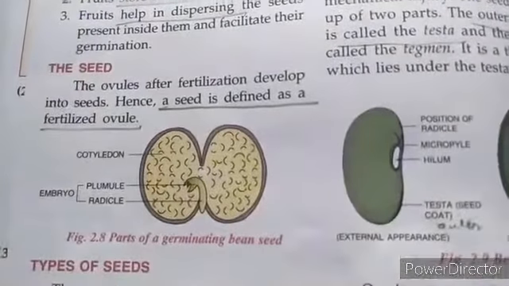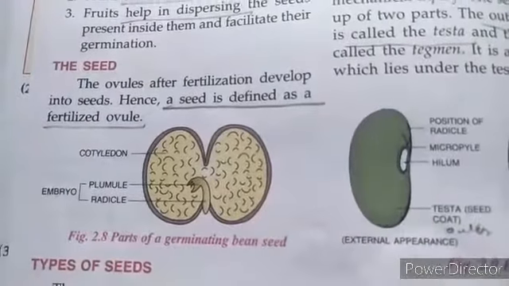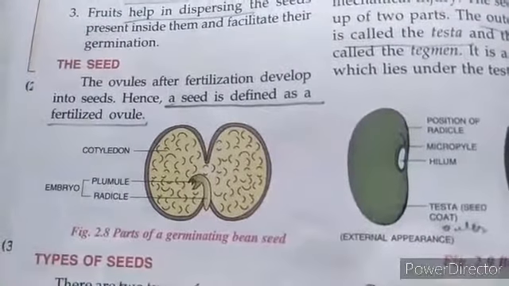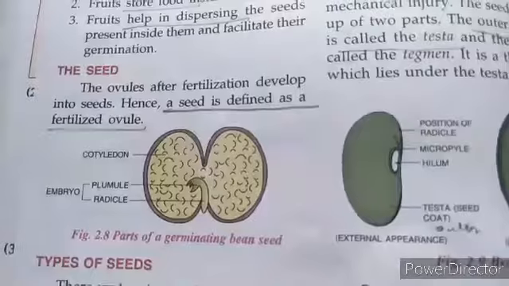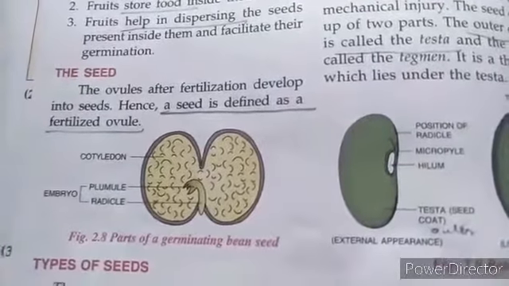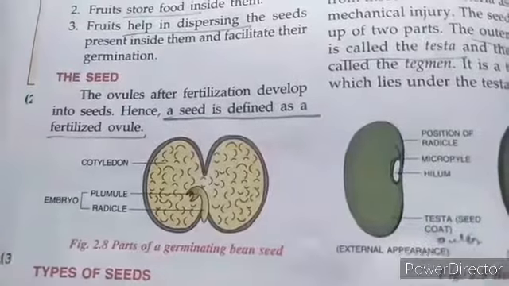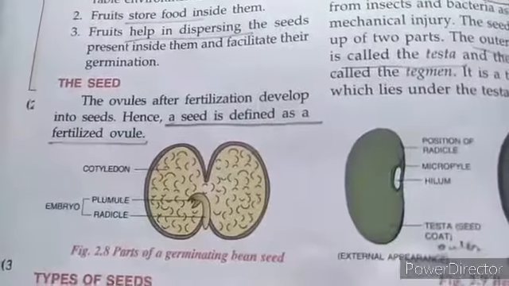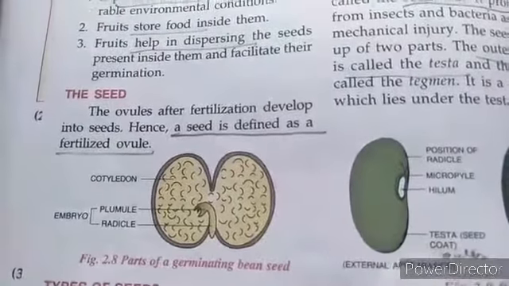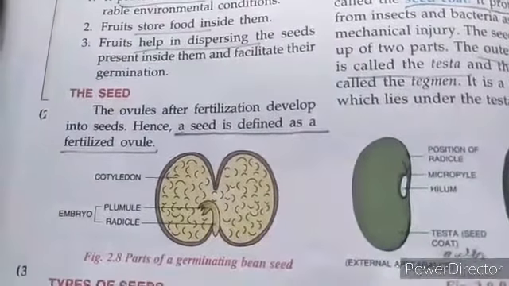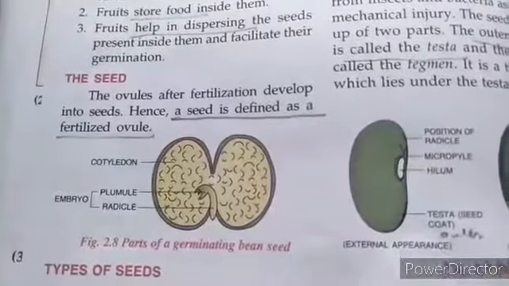Then we come to the next part, which is seed. The ovules after fertilization develop into seeds. Hence, a seed is defined as a fertilized ovule. So, what is a seed? A seed is a fertilized ovule, and the ovule after fertilization only develops into a seed. Okay, so now we know what a seed is.